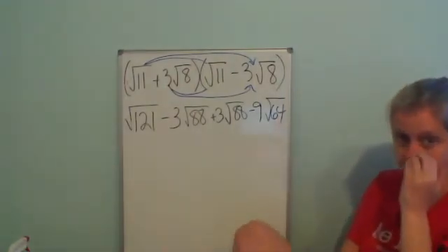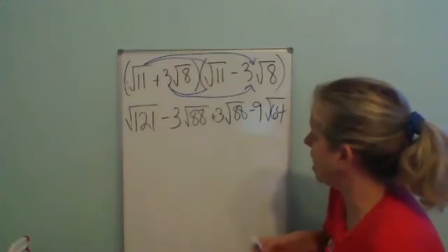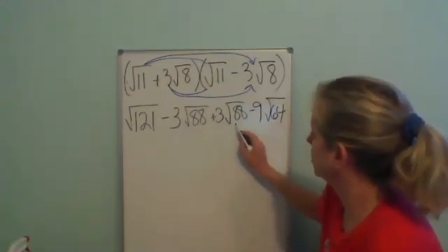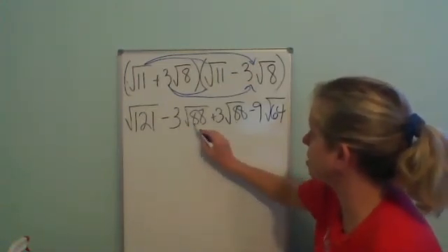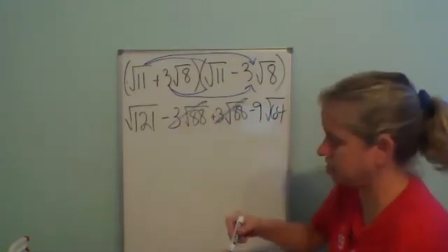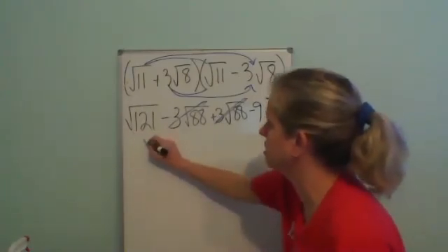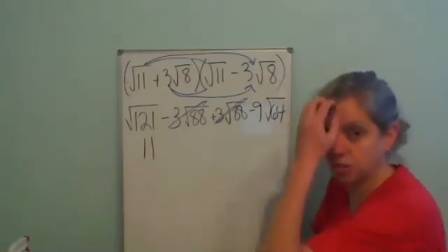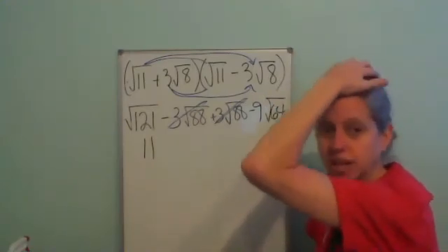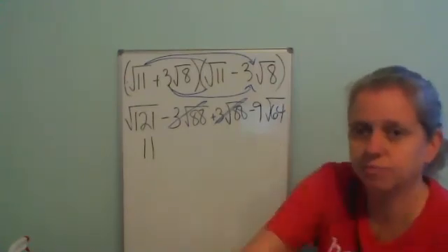Now we've got some cleaning up to do. Again, just like the last problem, this one cancels that one, right? Negative 3 square root of 88 and positive 3 square root of 88 will just cancel each other out. So I've got the square root of 121, which is 11, because 121 is a perfect square, right? 11 times 11 is 121.